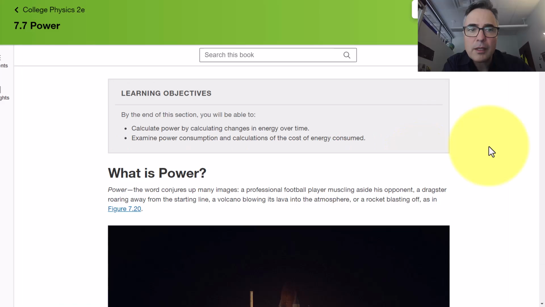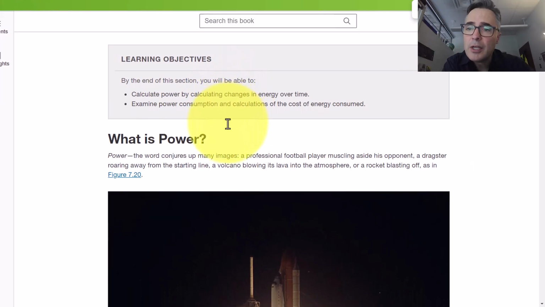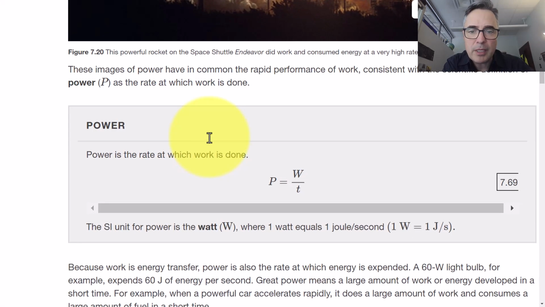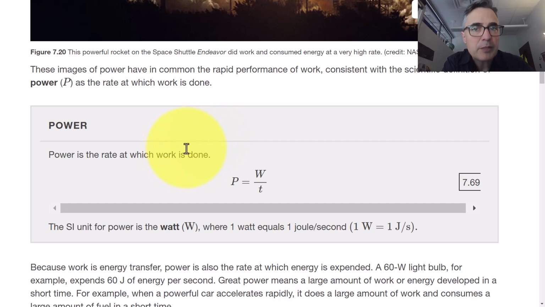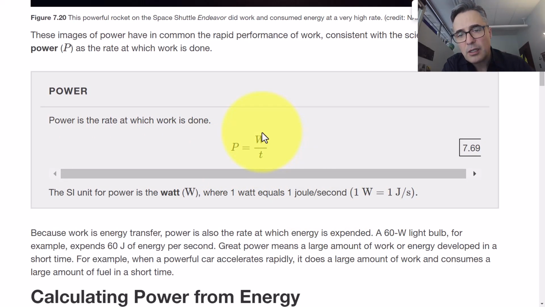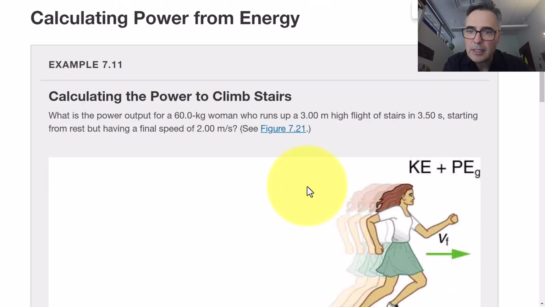One of the reasons. Section 7.7 is on power. So they talk about the word power. Okay, so this is what we mean in physics. Power is the rate at which work is done. W divided by T. So W is in joules, T is in seconds. The SI unit for power is called the watt, where 1 watt equals 1 joule per second. So if you use this equation, have work done in joules, time that it took in seconds, then you get the power in watts.